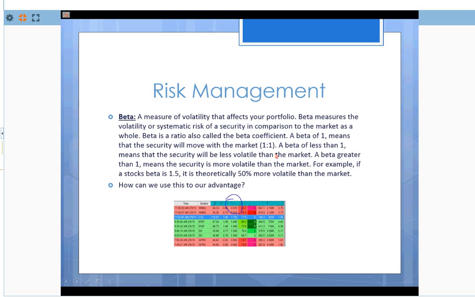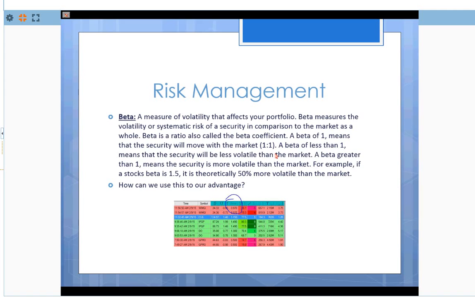Beta. I tend to use beta a lot more in day trading reversals than I do in swing trading, but if there's a stock that I'm not familiar with, or a stock that hits my scanner that looks like it might have a good setup, but I'm not sure about its history or why it has such volatile price action, I'll look up its beta. A beta is a measure of volatility that affects our portfolio.